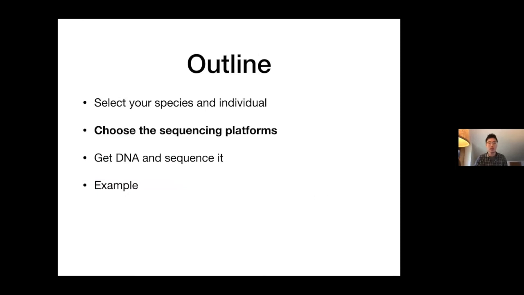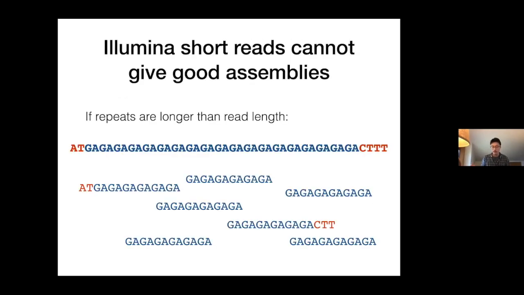All right. So then the next thing I want to talk about is the sequencing platforms. There are many different sequencing platforms out there these days. How to choose among them is quite important. So we all know Illumina sequencing, right? It's the most common sequencing platform out there. It generates a lot of data, but each read is short, usually less than 150 base pairs.